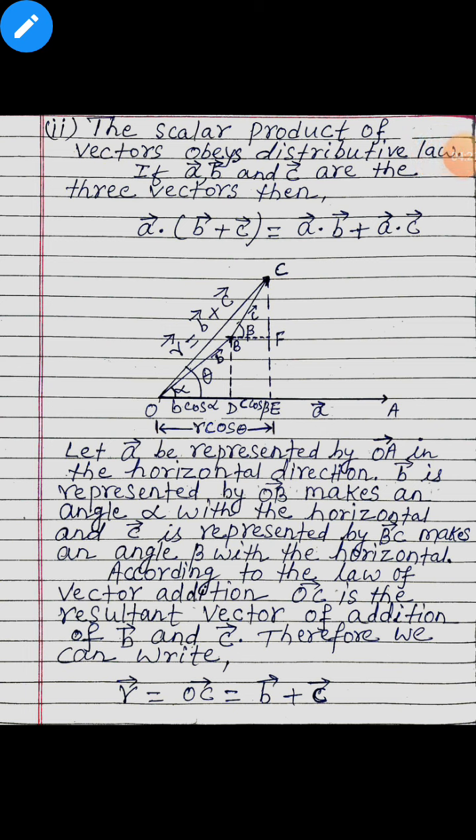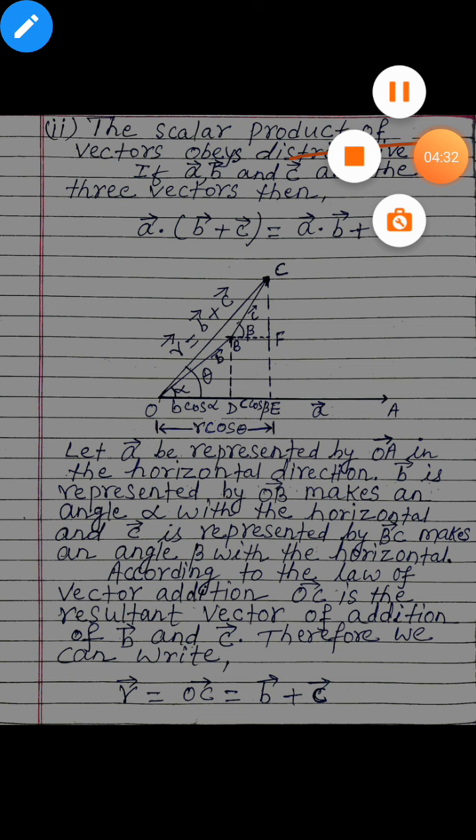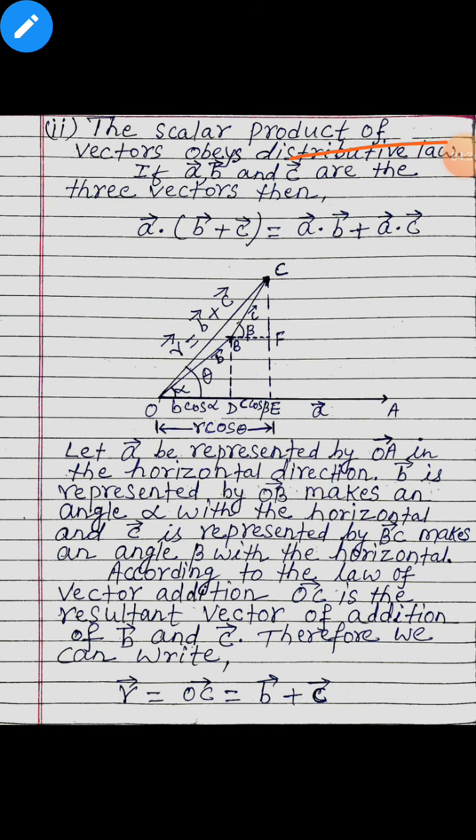The scalar product of vectors also obeys distributive law. If A vector, B vector and C vector are the three vectors, then according to distributive law, A vector dot B vector plus C vector equal to A vector dot B vector plus A vector dot C vector. Now let us prove it.